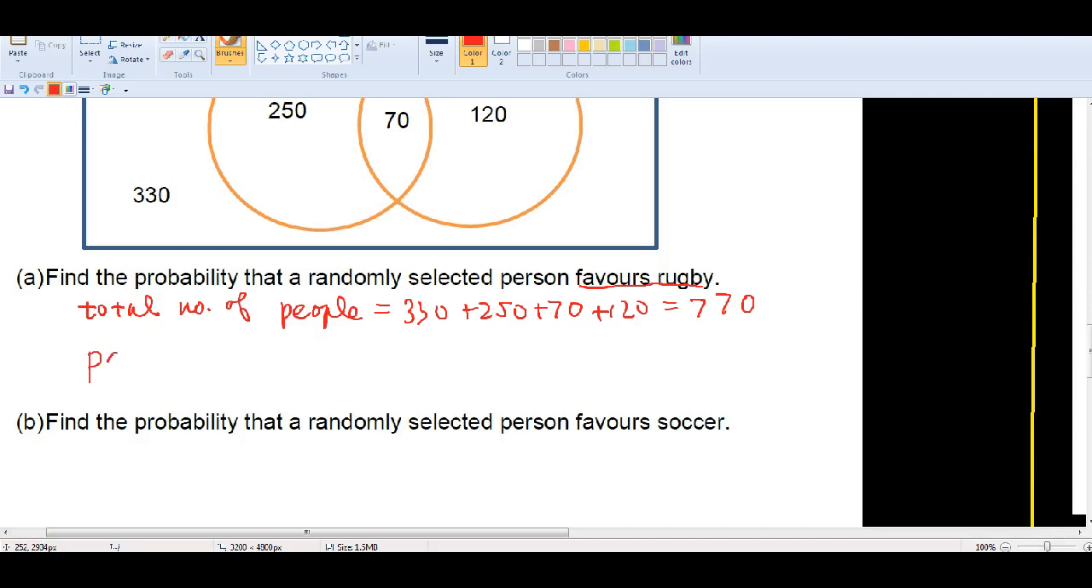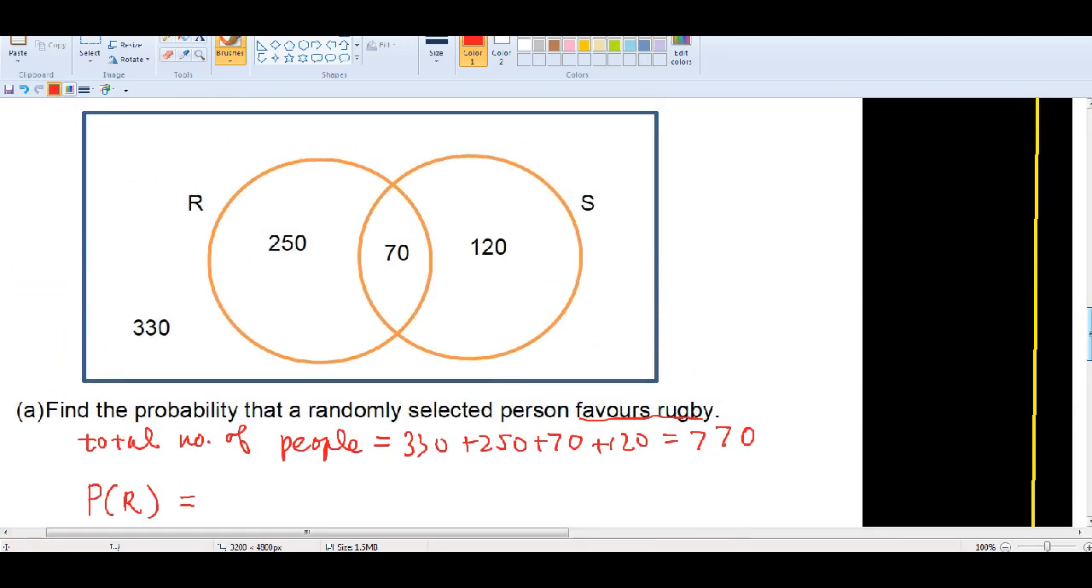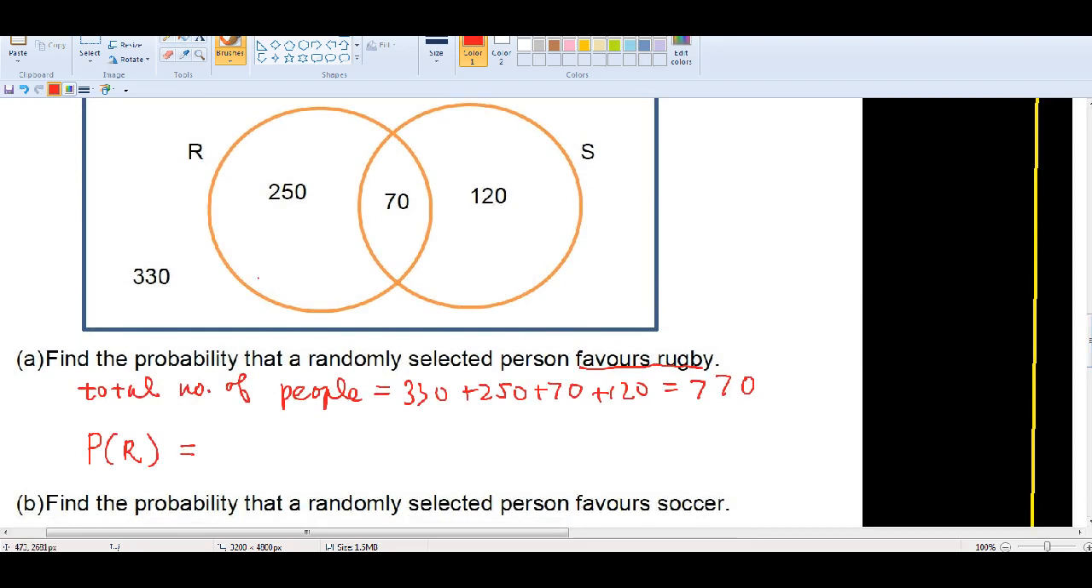So may I just use R to indicate the event of a person favoring rugby. Just P(R). How many of them favor rugby? They must be in the circle of rugby. So there are 250 who like rugby only, but there are 70 who like both. So those people also like rugby, don't they? So we need to simplify that. Use your calculator, and you will see the answer like this.